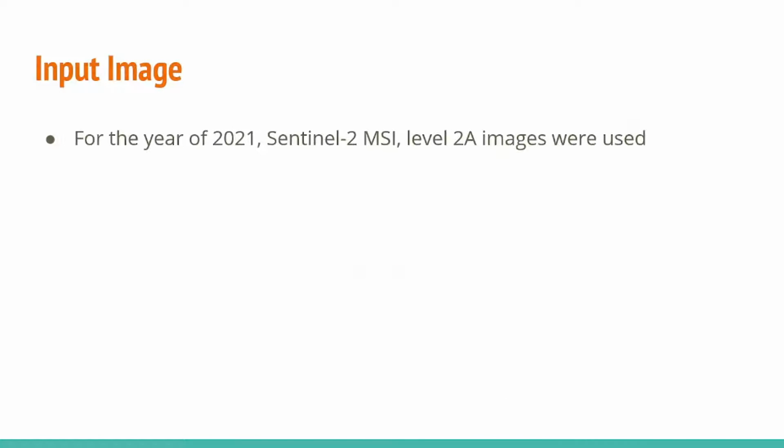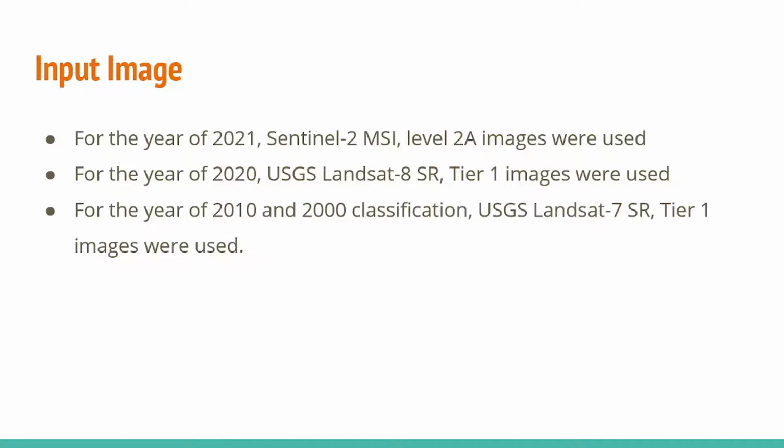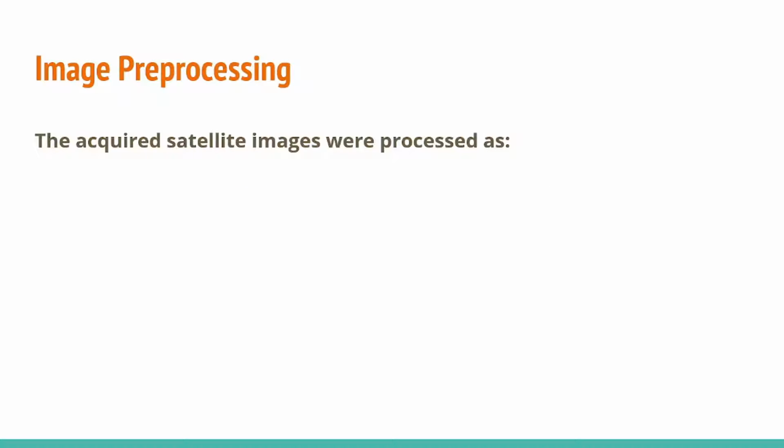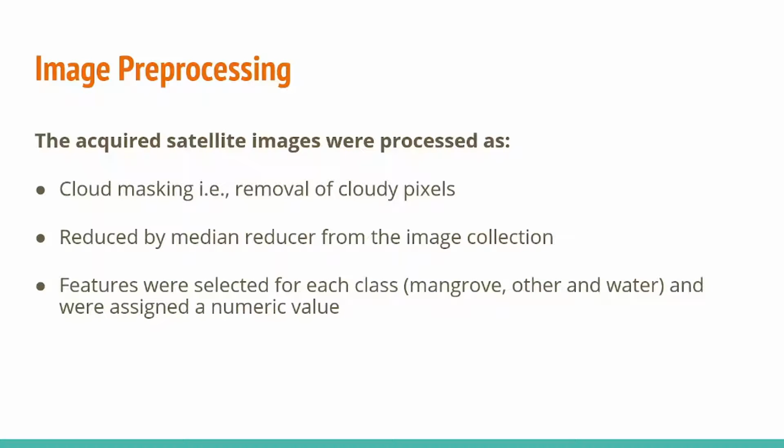The input images used for the 2021 classification were from the Sentinel-2 multispectral instrument, and for the 2020 classification we used the USGS Landsat 8 surface reflectance tier 1 image, and for the 2010 and 2000 classification we used the USGS Landsat 7 surface reflectance tier 1 image. Image pre-processing was done by cloud masking and reducing to the best image by median reducer from the image collection. Features were selected for each class, which is mangrove, other and water, and were assigned a numeric value from 0 to 2.